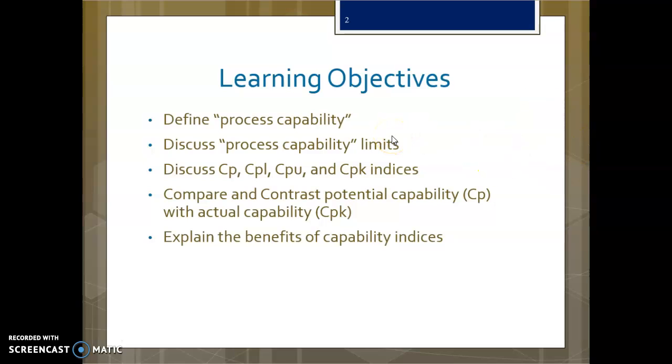So what we're going to do today is learn about process capability. We're going to discuss the limits of it. We're going to discuss what CP means, CPL, CPU, and then what the CPK indices all mean. We're going to compare and contrast potential capability with actual, and then we'll explain the benefits of these.